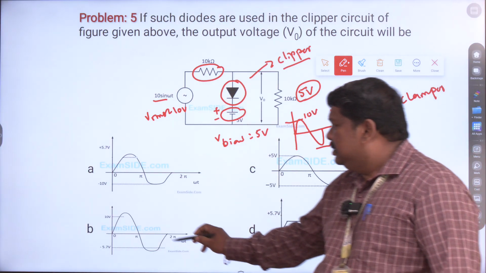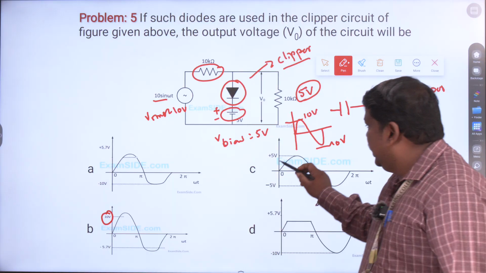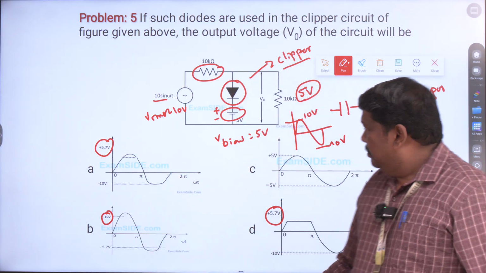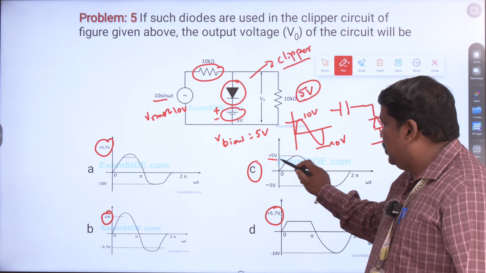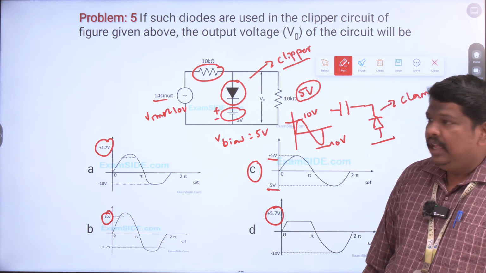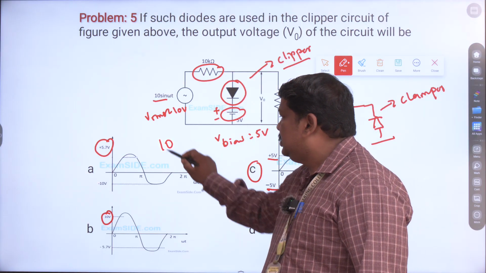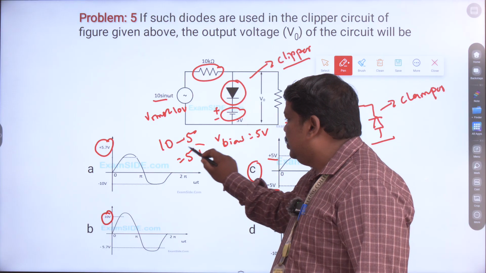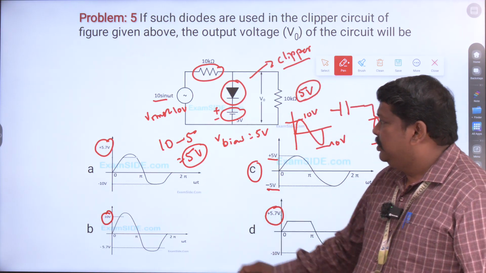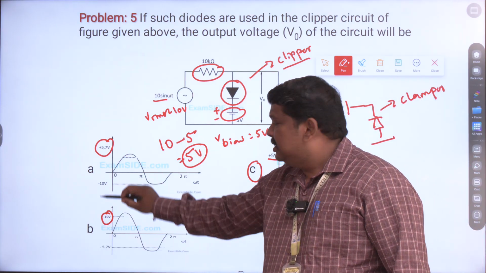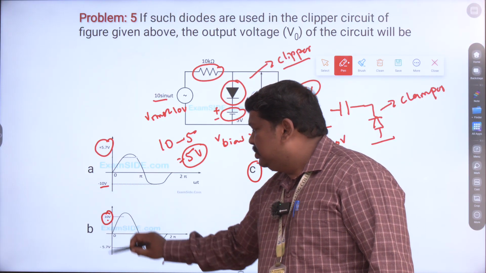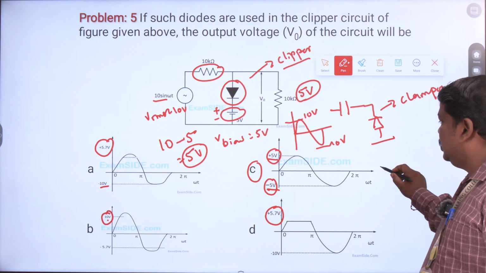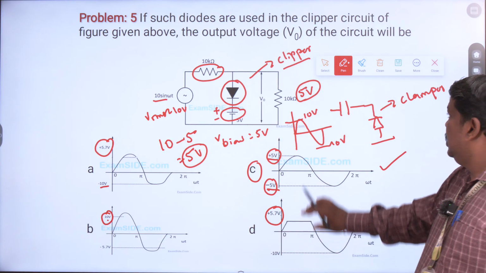You can see here it is 10 volt. Here it is also 5.7. But in your option C, you can check the positive is 5 volt, negative is 5 volt. If it is a clipper, your total input voltage is 10, you are going to clip 5 volt, then your result is going to be 5 volt. Option A is given as 5.7 as well as 10. Option B is also 10. And option C, you can check, is 5. So the correct option is going to be option C.